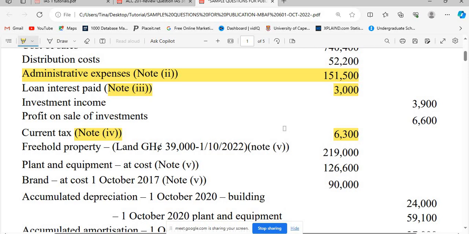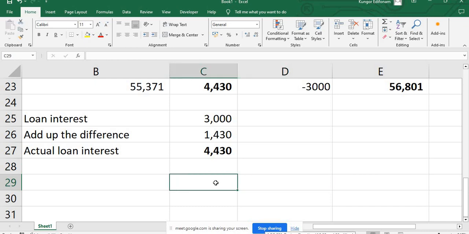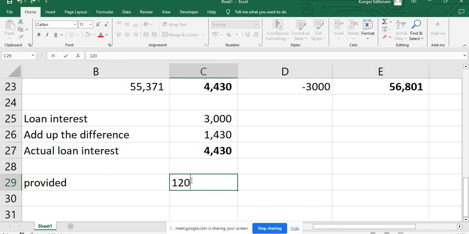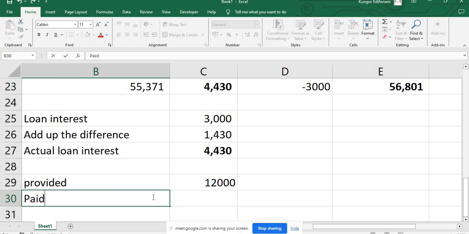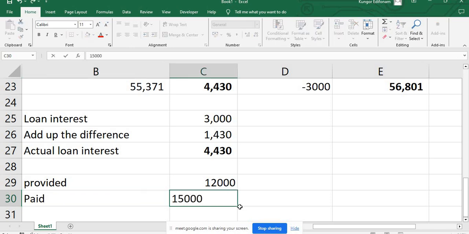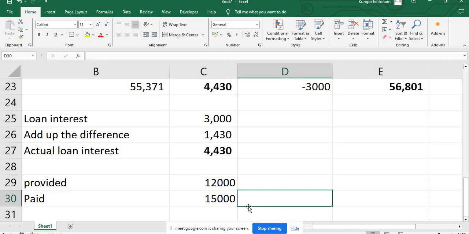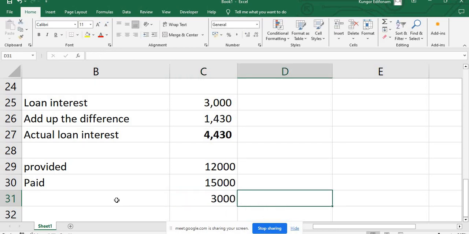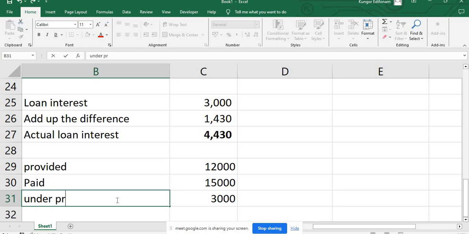Which means that instead of us estimating 15,000, we estimated 12,000. So we underestimated, but we paid 15,000. That is the assumption behind it. There is under provision when we provided for 12,000 but we paid 15,000 to GRA. Which means there will be a difference of 3,000. This 3,000, we call it under provision.